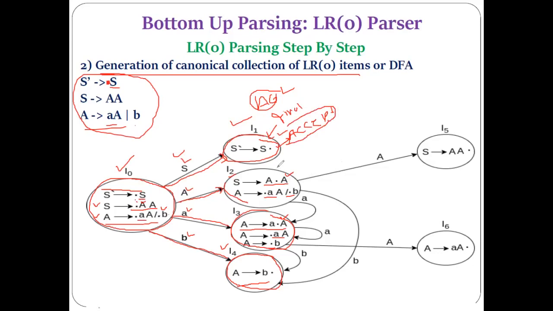Okay, now come to the I2 state. In the I2 state, we still have to perform the goto operation because the dot is present at the left of this non-terminal A. So we'll perform the goto on the non-terminal A, and because of that we'll get this state. When you perform the goto, you have to move the dot from the left of that symbol to the right, and we get this state I5. Okay, this is another final item, or final state, we have got.